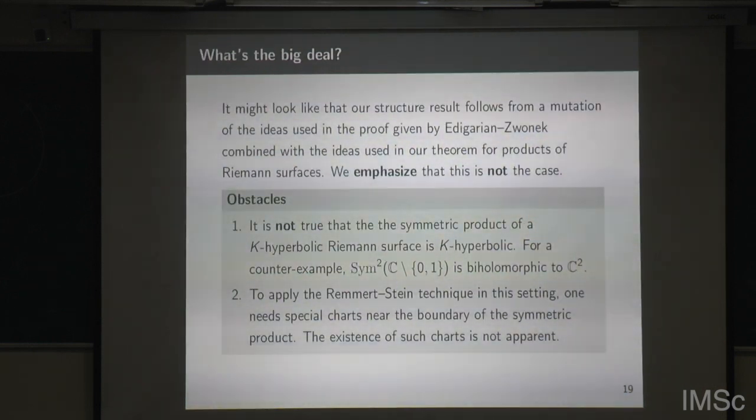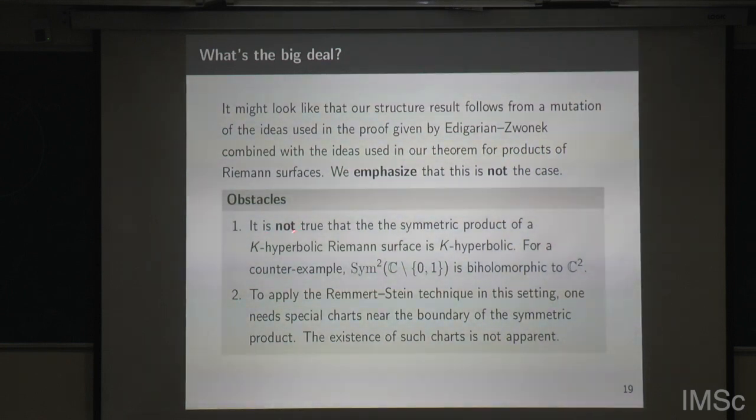So you might ask, what's the big deal? Isn't it just a mutation of the ideas used by Edgarian and Zvonek for the symmetrized polydisk combined with whatever techniques I use for the products of Riemann surfaces? Doesn't that work? Doesn't that directly give this result? This is not the case. There are two primary obstacles to directly just mutating the earlier ideas.